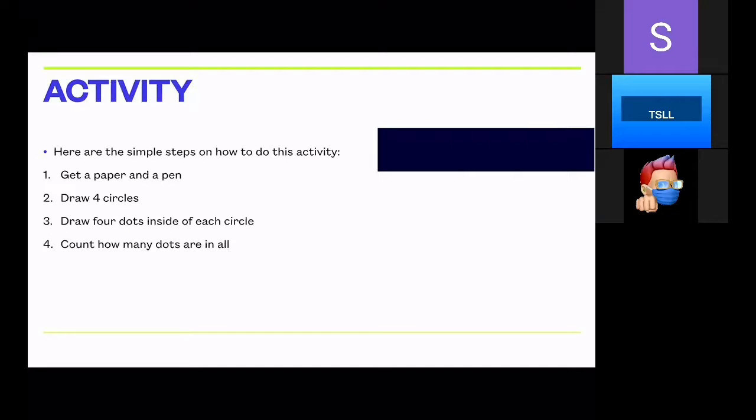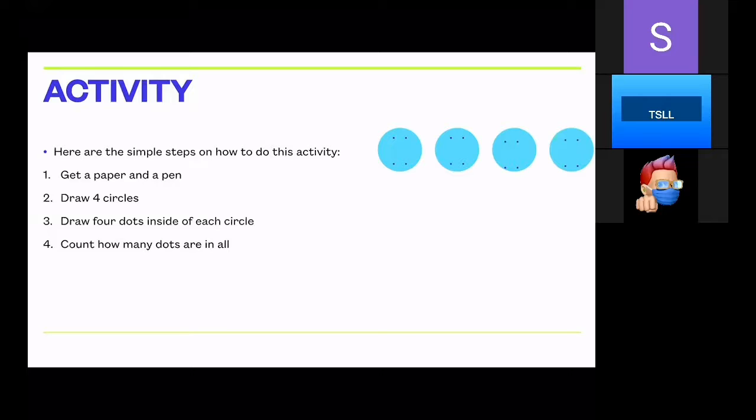However, before we start learning about multiplication, first we need you to do a simple activity. The instructions are already there on the front, and if you can't really read it properly, then I'll just say it. First, get a paper and a pen. Second, draw 4 circles on the paper. Third, draw 4 dots inside of each circle. And fourth, count how many dots are in all. If you cannot keep up with this, then you may pause the video first.